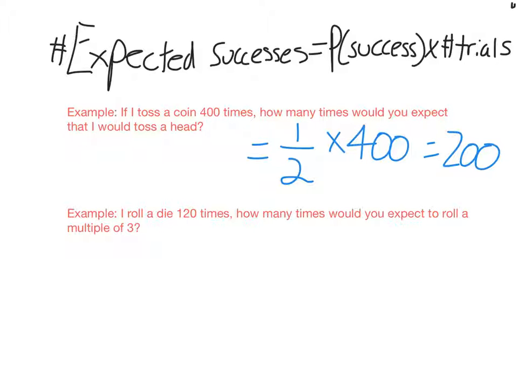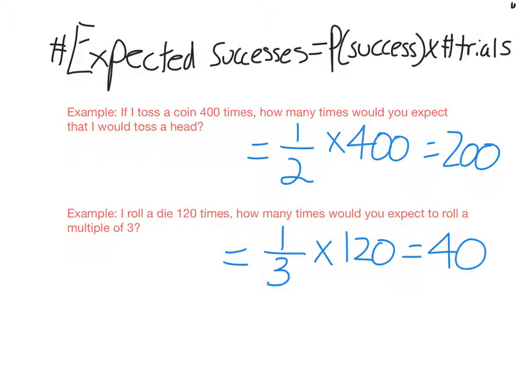So if I roll a die 120 times, how many times would I expect to roll a multiple of 3? So I just showed you on the previous slide, in a previous example, that the probability of rolling a multiple of 3 each time is 1 over 3, or 2 over 6. So if I do that 120 times, I'd expect that 1/3 of the time I would get a multiple of 3. So I just times 1/3 by 120, the number of trials, and I get 40. Easy as. So there's just one more thing we have to do, which is experimental probability.